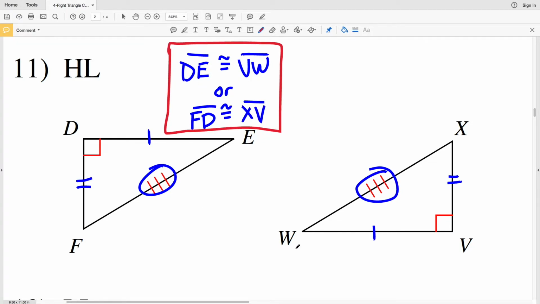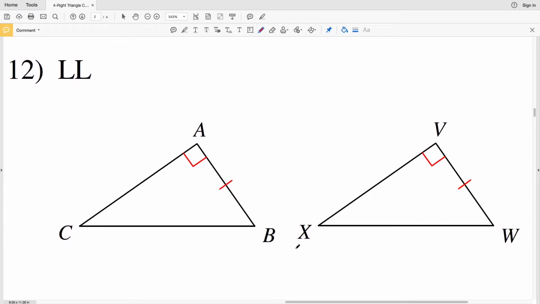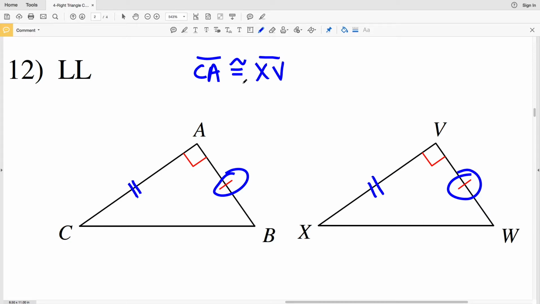So for HL, we need the hypotenuse to be congruent to the other hypotenuse and one leg to be congruent to another leg. In number 12, our reasoning is leg-leg, and we're given that leg VW is congruent to leg AB, so we just need the other leg to be congruent. So CA is congruent to XV. So if segment CA is congruent to segment XV, then these two right triangles are congruent because of LL.